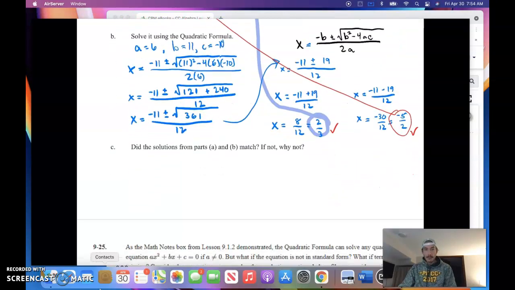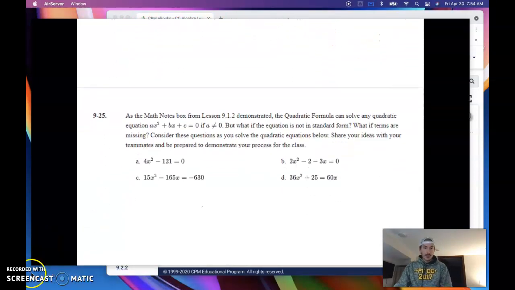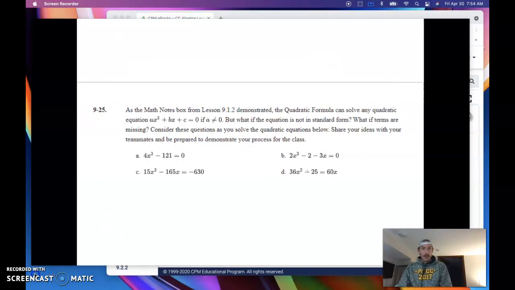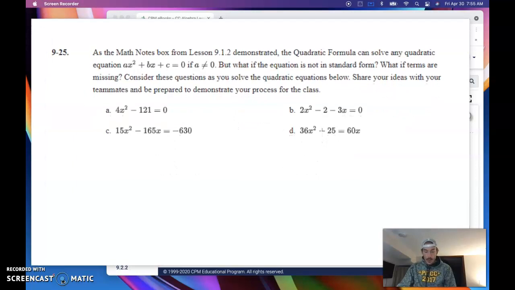Okay. The next thing I'm going to go ahead and do here is we're going to look at 9-25, and in 9-25, you guys are going to see some problems, and the problems look a little different here. And the goal is to talk about what we can do with these kinds of things when they're not in standard form, right? Because the quadratic formula really works out well for us when we've got this thing in standard form equal to 0. But what if that's not the case?